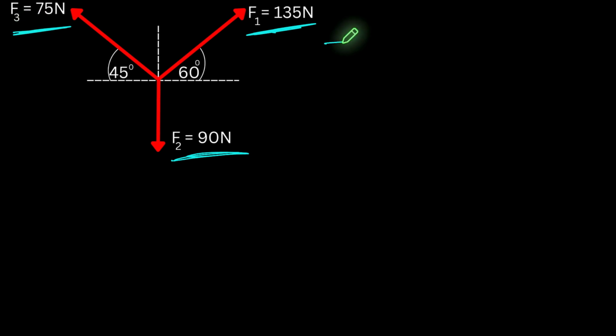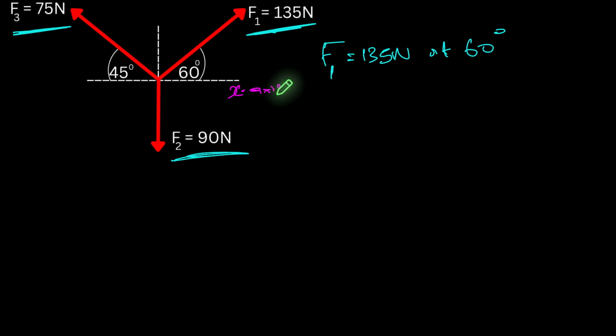So F1, as we've indicated, is our 135 newtons, and the angle between F1 and the horizontal is 60 degrees. So we would write this as F1 equals 135 at 60 degrees. We're always going to be measuring the angles from the positive x direction. So this here is our x-axis, or horizontal axis, and this here is our y-axis, or vertical axis.